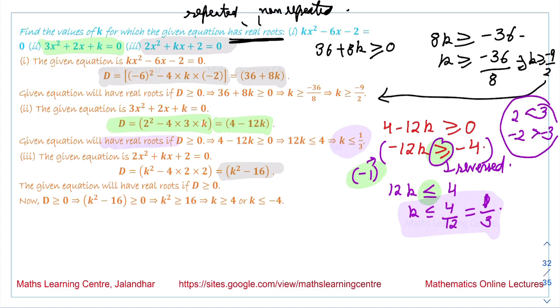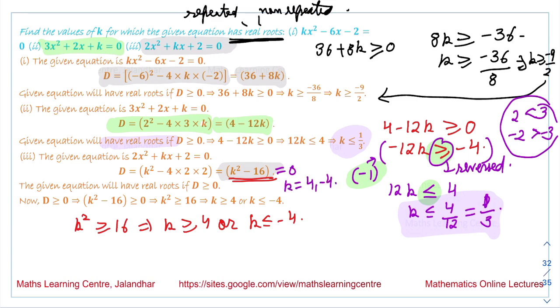So again we are saying, to solve this inequality, that k square should be greater than or equal to 16. This implies that k is greater than or equal to 4 or k is less than or equal to minus 4. Why are we writing this? Again, if we equate it to 0, you get two values of k. One is 4 and one is minus 4.